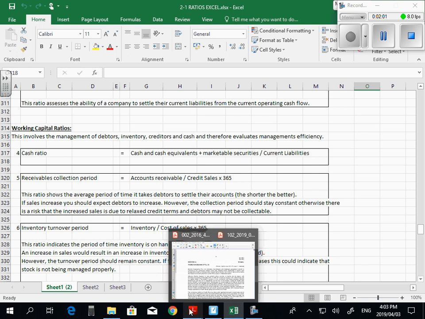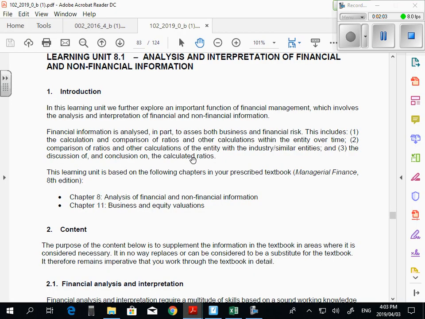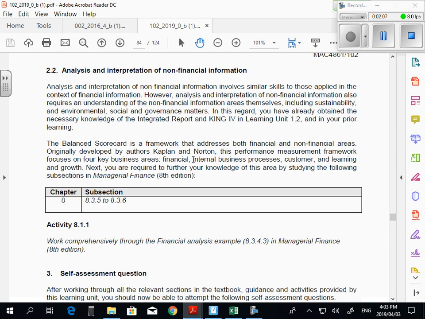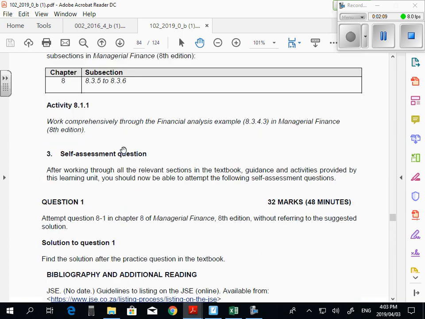Now, what the actual study guide tells you to do is this. So let's just go back to the study guide. Okay. So it's there. So what they ask you to do, guys, is they ask you for activity 8.1.1. They say work comprehensively through the financial analysis example 8.3.4.3 in managerial finance. Everybody comfortable? So they ask you to do that, guys.